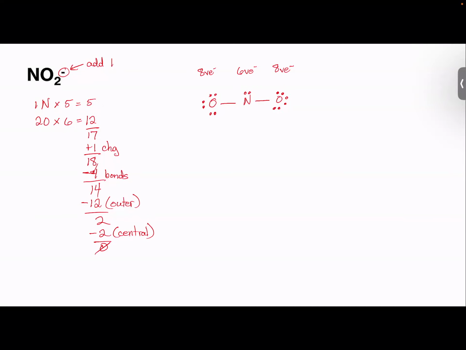Now, everybody must have an octet except for hydrogen, which will have a duet. Therefore, we're going to have to bring in a pair of electrons to share between the outer atoms and the central atom. In the step that I just did, this structure emerges.